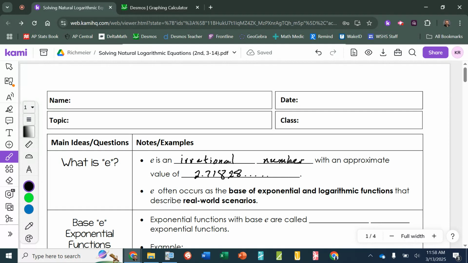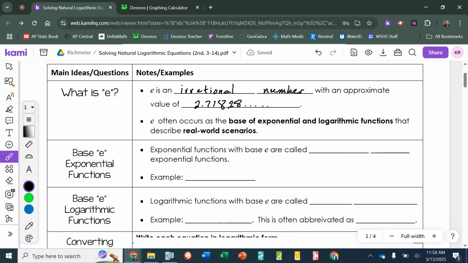Now, this base of e often occurs as the base of exponential and logarithmic functions that describe real-world scenarios. That's a lot of the times where it comes up. That's how it was discovered. So our purpose in studying it is that we can solve real-world application problems that may involve the natural logarithm. Let's take a look at base e functions before we get into what our logarithmic functions look like.